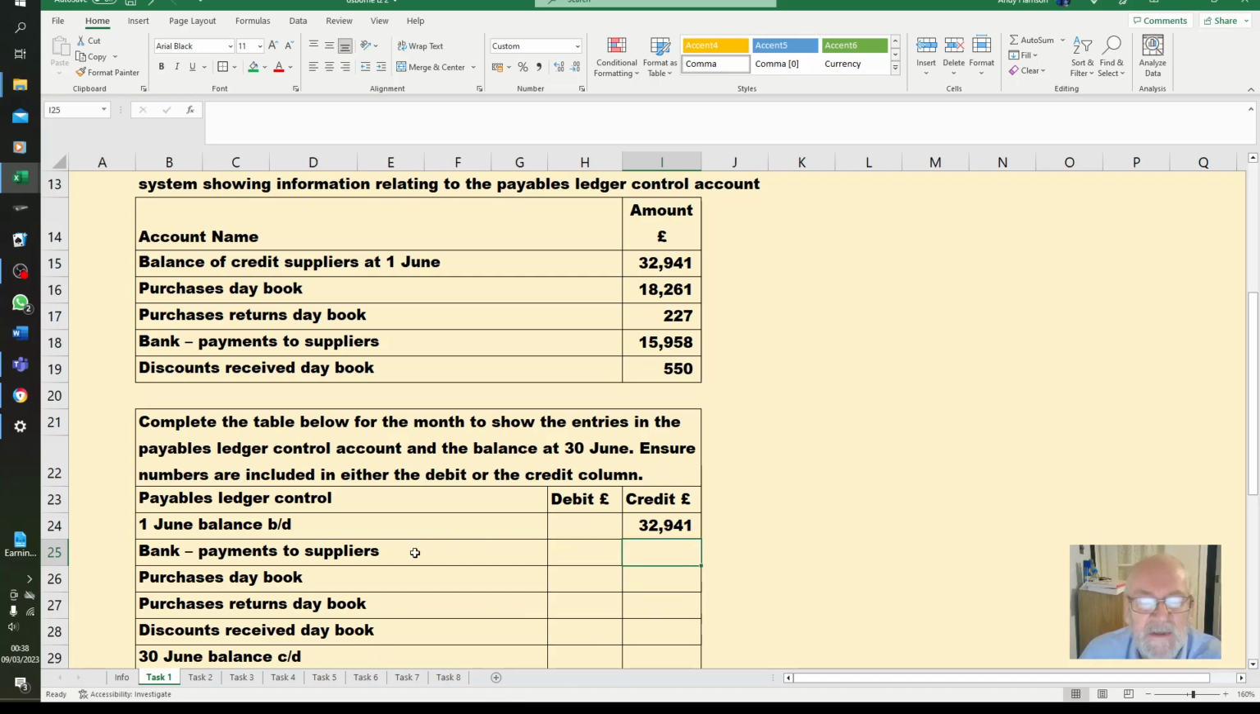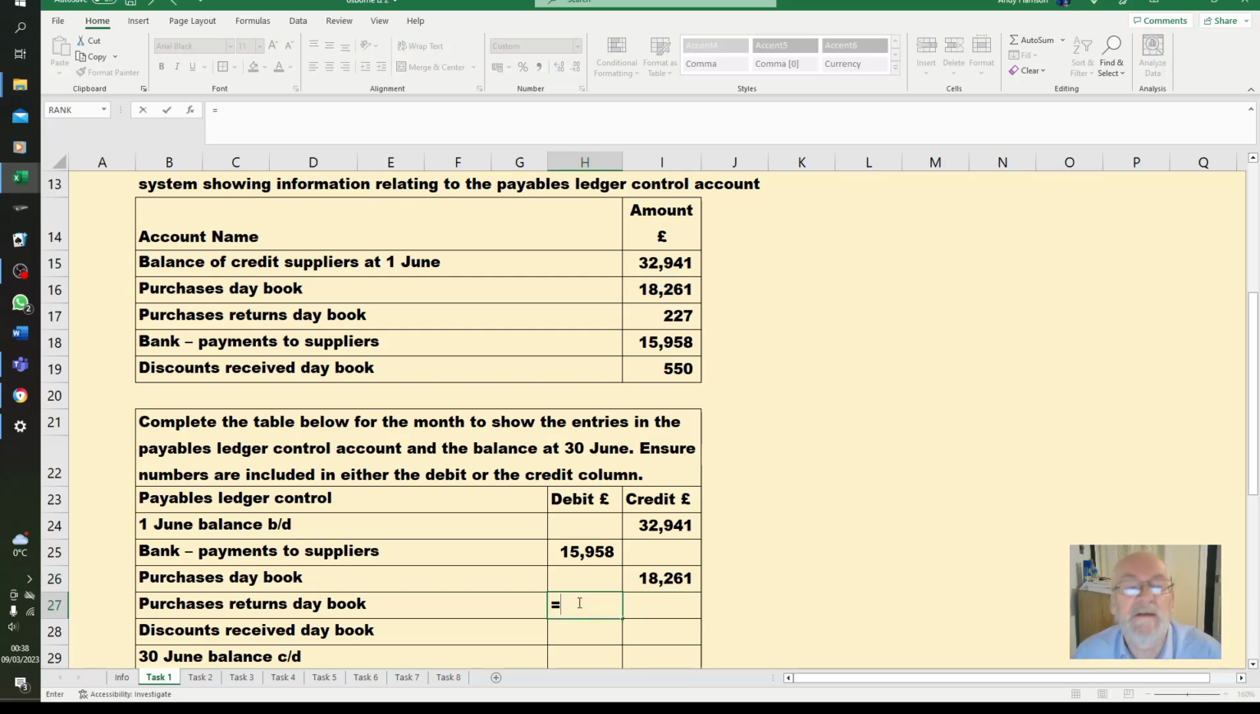Bank payments, if you're paying a supplier, it will be credit the bank, debit the control account. Purchases table, purchases are credit, so it's debit the control account. And purchase returns are debits, credit the control account as the other entry. Then discounts received are credits, so we debit the control account.